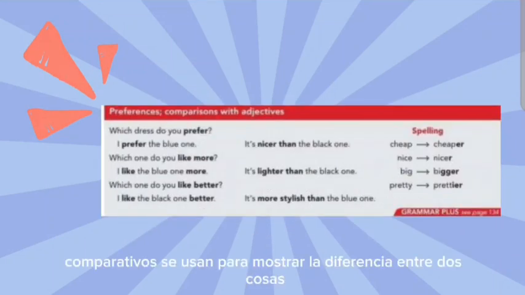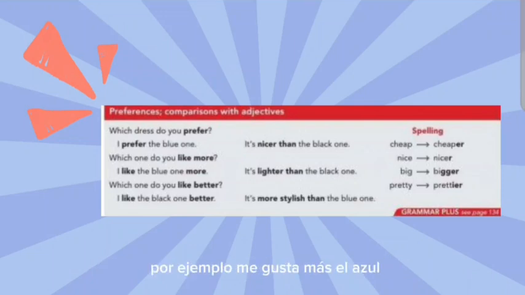Comparative adjectives are used to show the difference between two things. For example, I like the blue one more. It's lighter than the black one.